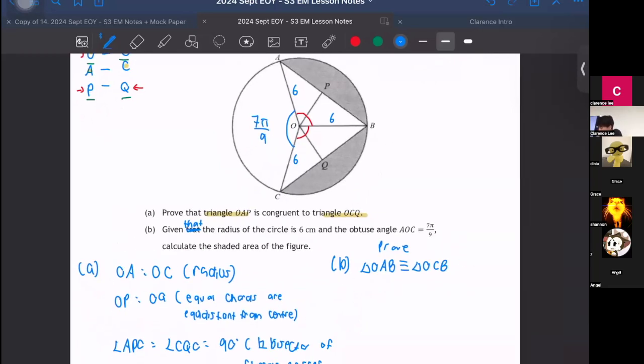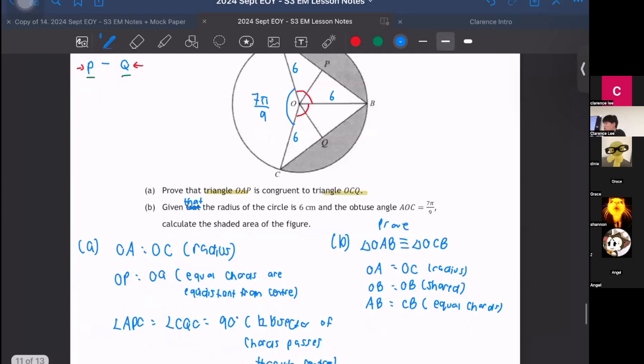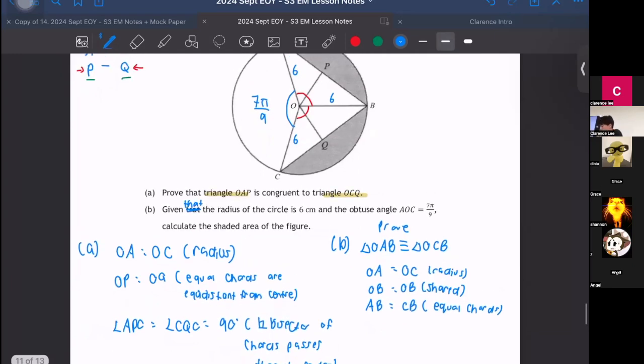So from the previous part, we already know that OA is equal to OC because from the previous part, they are congruent and also their radius, right? OB is equal to OB, which is a shared length. The last one is AB is equal to CB because they are equal chords. This is from where? This is from the question. The first one is because they are radius. So therefore, once you have proven to me these three identities, it means that they are congruent because of SSS.